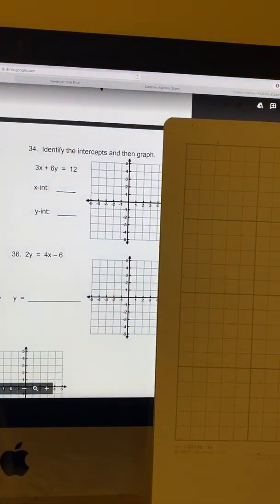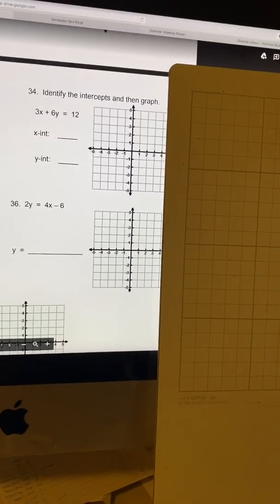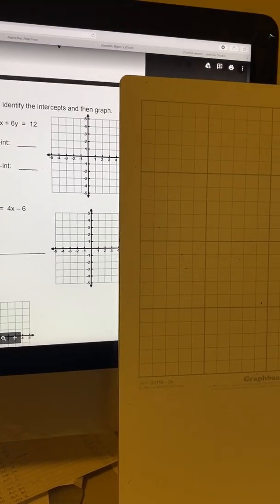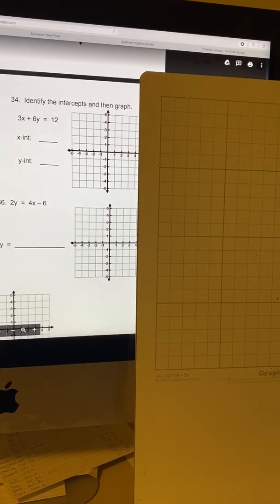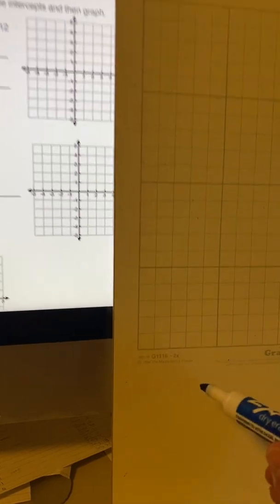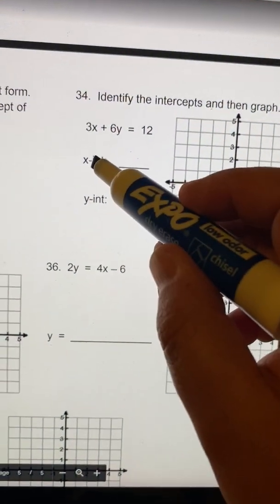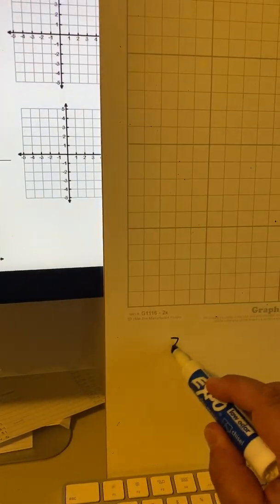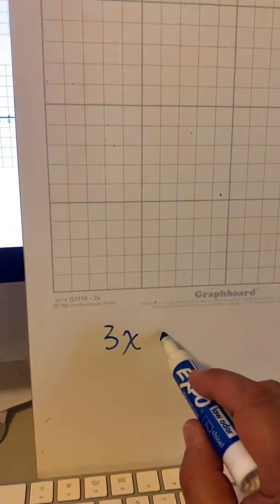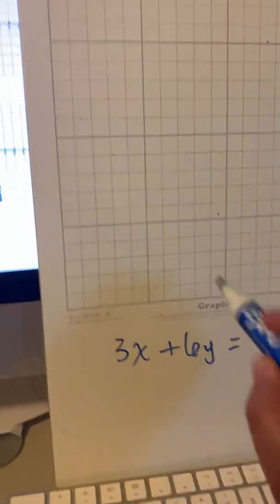3x minus 6y is equal to 12. I'm not going to change the way this one's written. Why am I not going to change the way this one is written? It's written in standard form, whatever you want to call it. Because watch, if I am going to find out the intercepts, where it crosses the x-axis, where it crosses the y-axis, the easy part about this, when it's done, all I need to know is this.